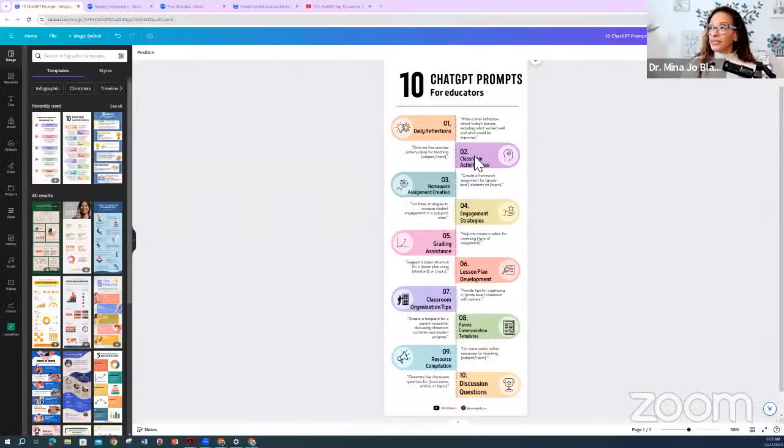I want you to see these prompts so you can actually just grab them if you want. So I'm going to reshare my screen. I'm sharing my screen and okay. So these are the 10 prompts that I have for educators.